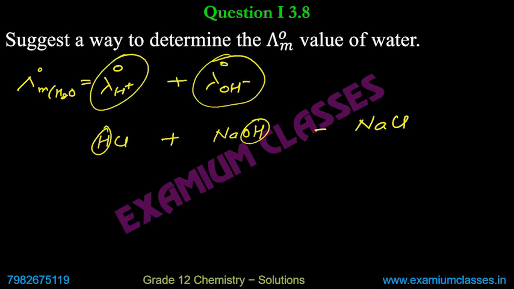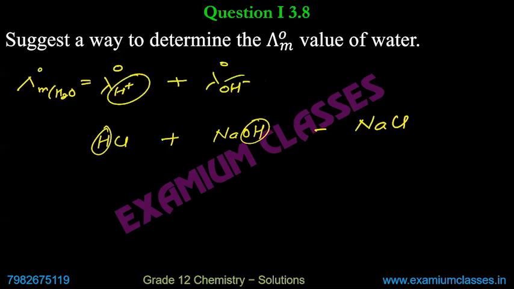Did you get it or not? What I am saying is, you need H plus and OH minus. For that, you identified a strong electrolyte. For a strong electrolyte, it is possible to calculate limiting molar conductivity, right? Is that clear or not?